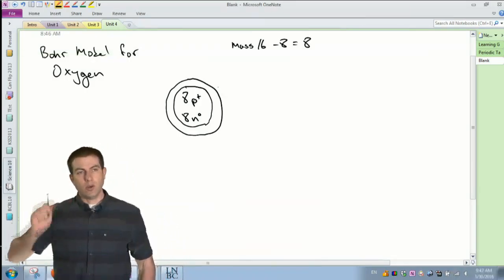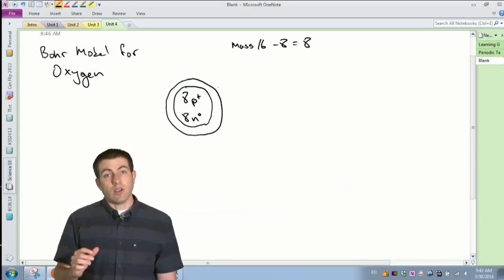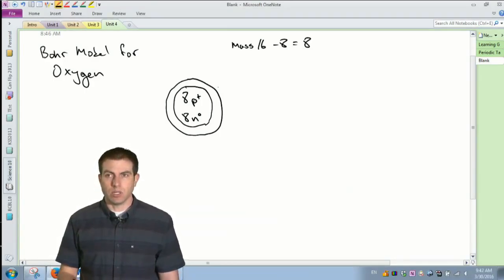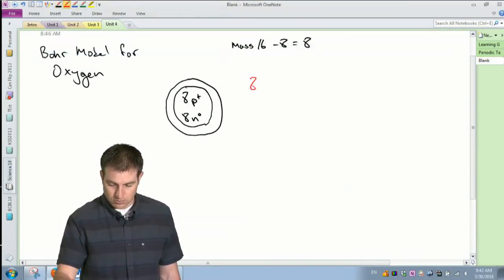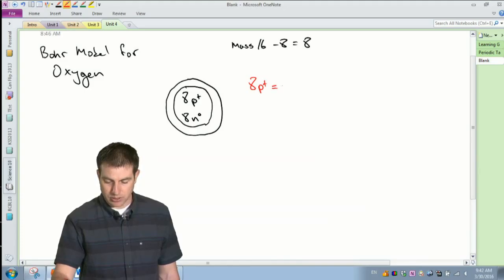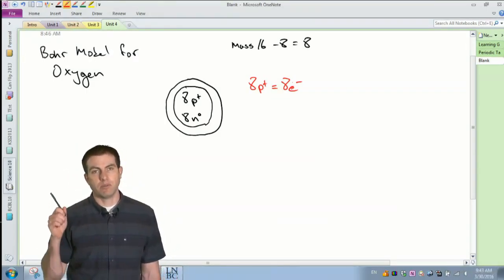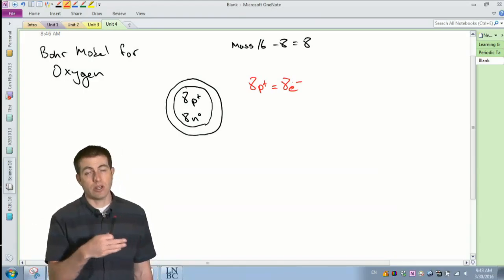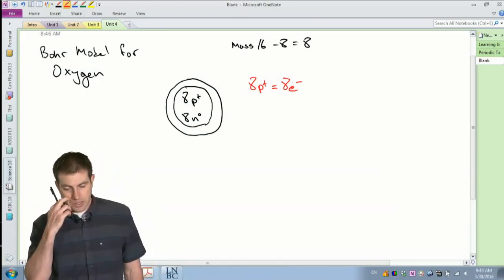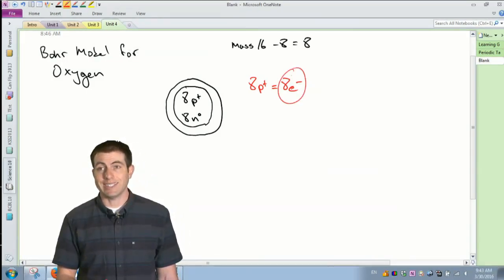So going back to the most important slide in Chemistry Science 10, one of the ideas on there was how many electrons there were. If I have 8 protons, how many electrons do I have? In an atom, we have the same number of protons as electrons. The charges are going to balance. We have 8 positive charges, so we have to have 8 negative charges. So in this case, oxygen has 8 protons, and it'll also have 8 electrons.